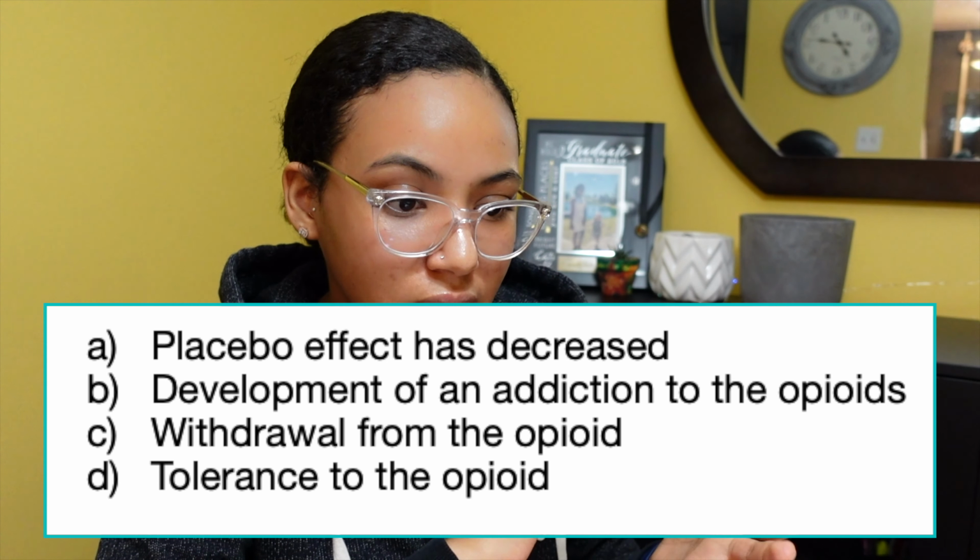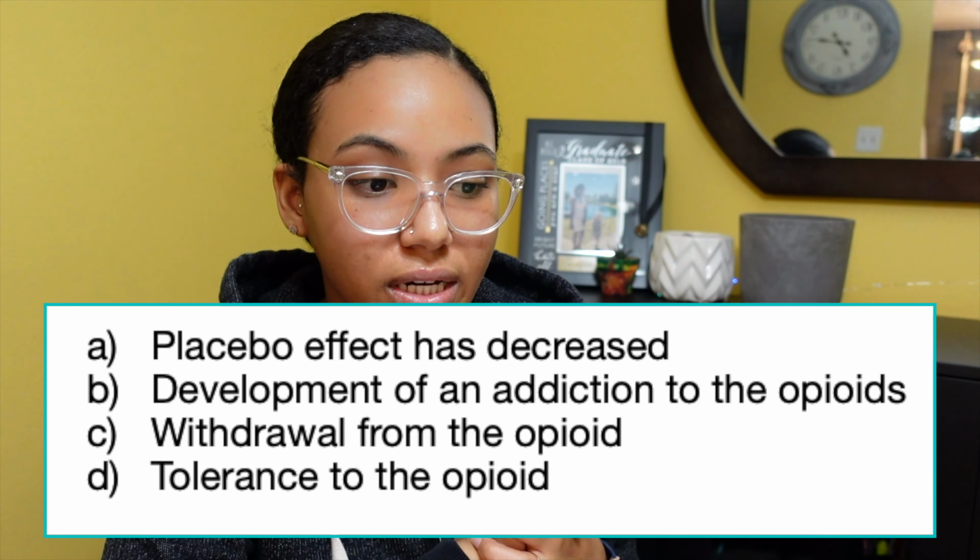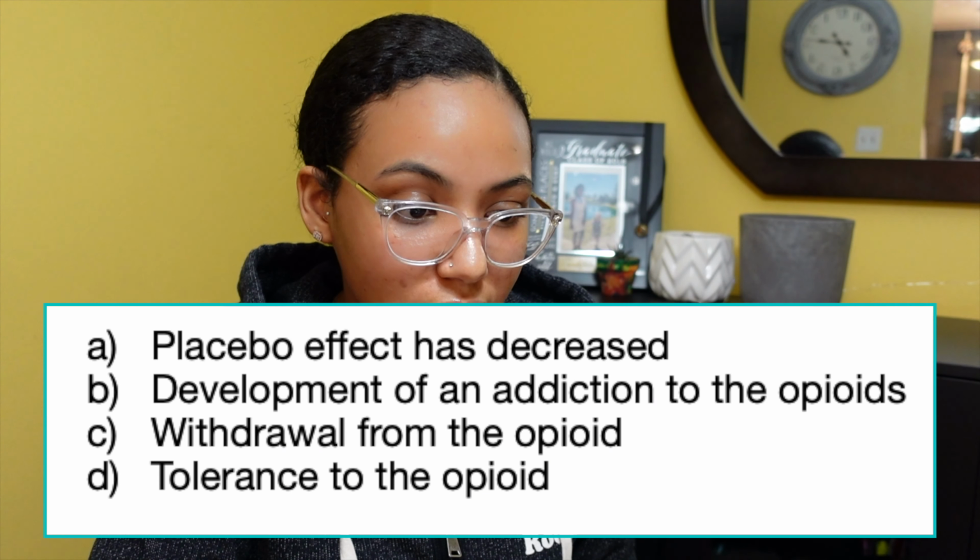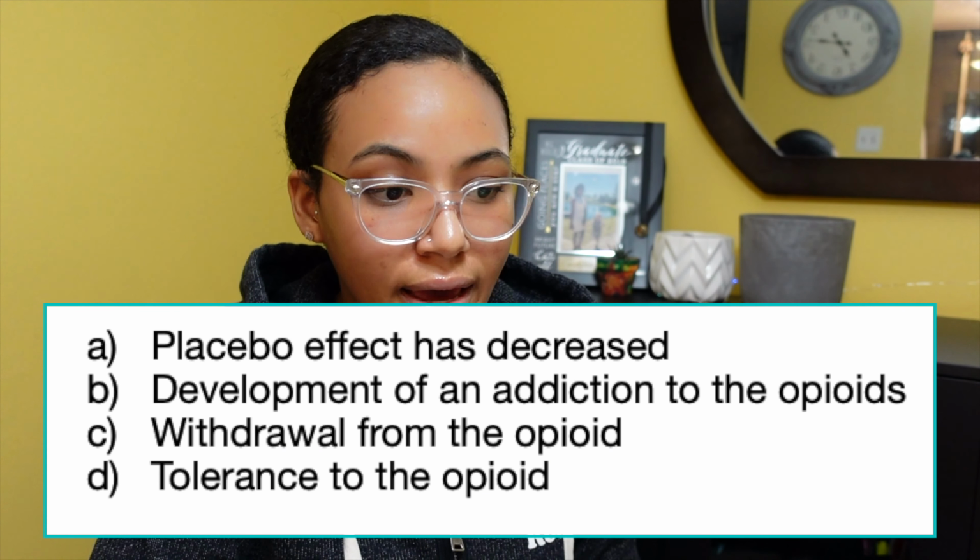Then we have B, development of an addiction to the opioids. So again, with the information that's been presented to me, there's no evidence to support that there's an addiction to any of the opioids that they're taking. All we know is that right now she's likely just built up a tolerance to it. You see withdrawal from the opioid. Again, no evidence to support that she's having any withdrawal symptoms.